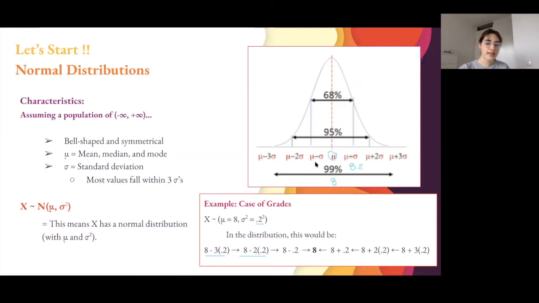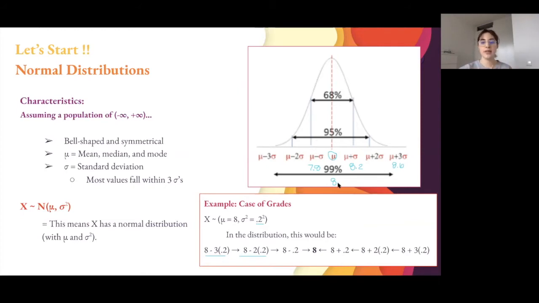And mu minus the standard deviation would be 7.8, and et cetera, et cetera. So mu plus 3 standard deviations would be 8 plus 0.6, so 8.6, and so on and so forth. So this is exactly how you would apply a normal distribution to actual values. So instead of just looking at mu and sigma all the time, it's useful to see how this would look like in a real world example.